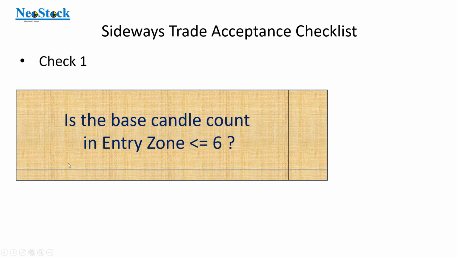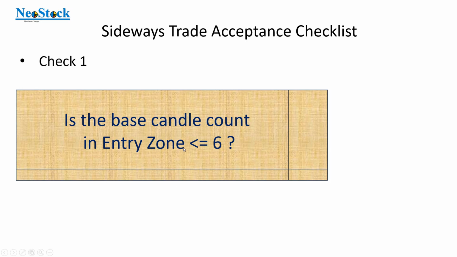The first checklist item is about checking the number of base candles in the entry zone. You might be going for a sideways long trade setup, or a sideways short trade setup. Whichever the setup, for a long trade the entry zone is the demand zone, and for a short trade the entry zone is the supply zone.